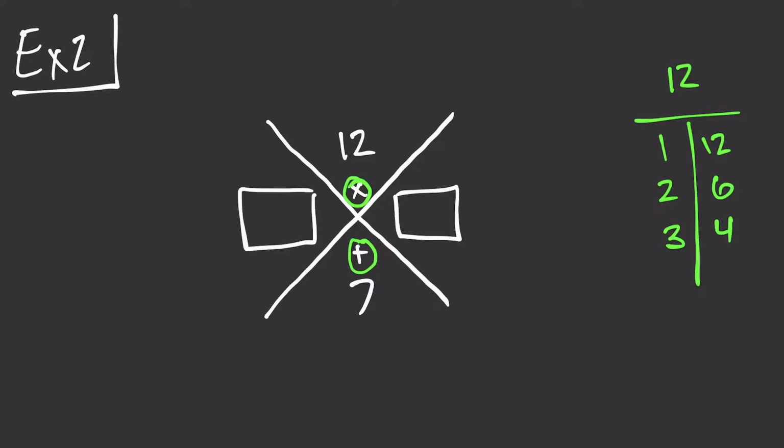Okay, well, I need the pair that adds to 7. So 1 plus 12 gives me 13. 2 plus 6 gives me 8. 3 plus 4, there's your 7. So you know the combination has to be 3 and 4. Again, it doesn't really matter what order you put those in.